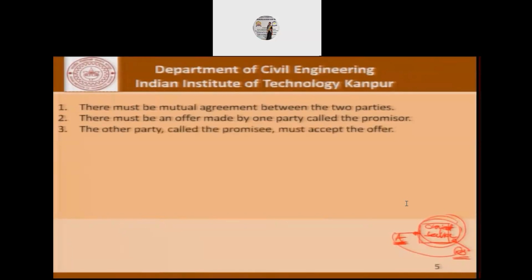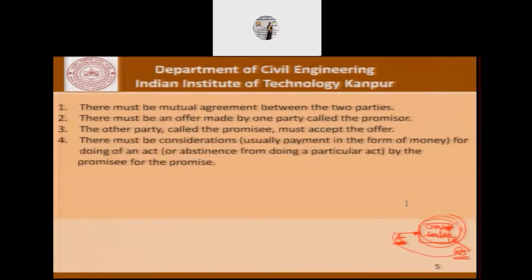And the other party, called the promisee, must accept the offer. So having a unilateral offer by one party, this party must contract. The offer has to be made by the promisor and accepted by the promisee. Once that offer has been made and accepted, there must be consideration in the form of doing an act by the promisee or the promisor.